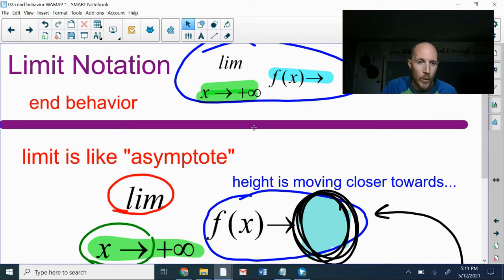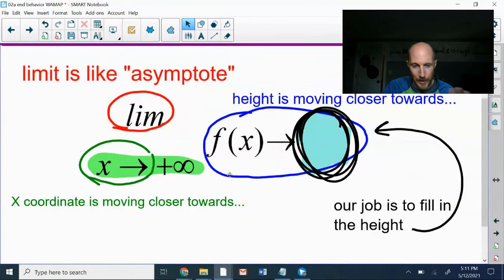So we're going to look at what we've seen before, limit notation. Limit notation is similar to an asymptote in some regards, just the limit aspect, because it's approaching. And so the notation underneath here in green, x approaches positive infinity, or it might be negative infinity. Those are our two ends, the right end of the graph on the x-axis. The right end is going to be positive infinity. The left end would be negative infinity.